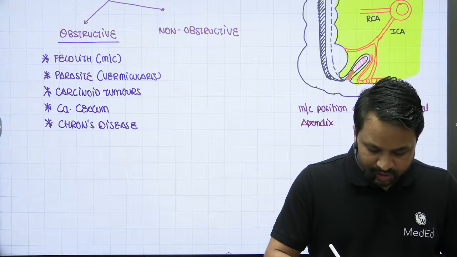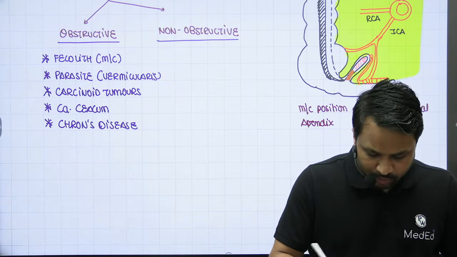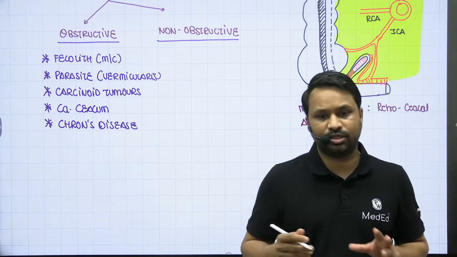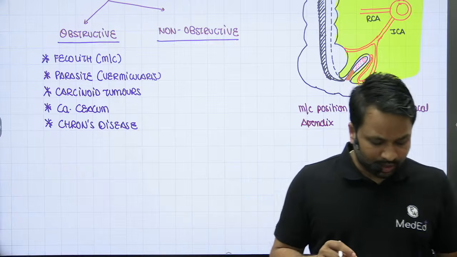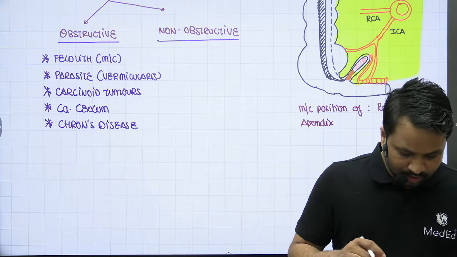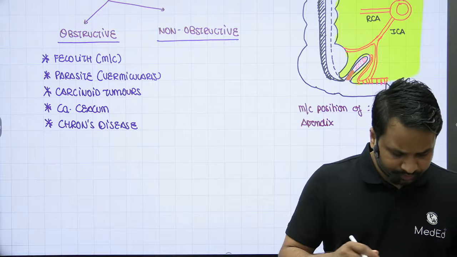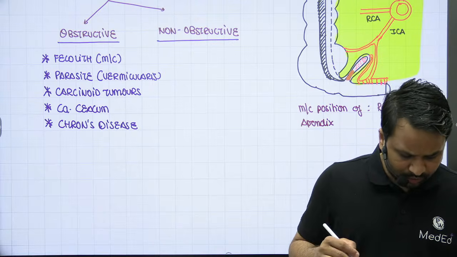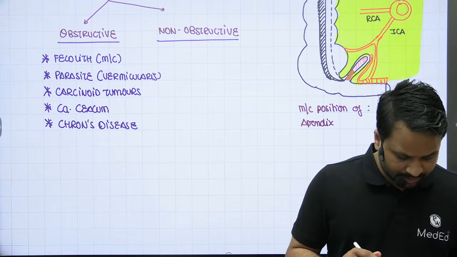The non-obstructive form is secondary to hypoxia or an ischemic nature. It can be secondary to hypoxia or of an ischemic nature, right? So these are the components that you're going to look at in acute appendicitis, right?